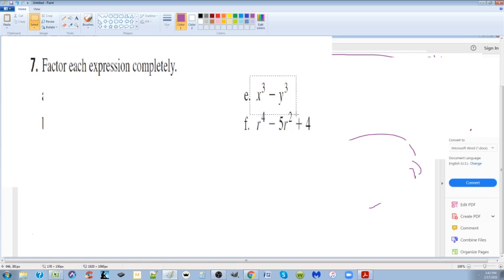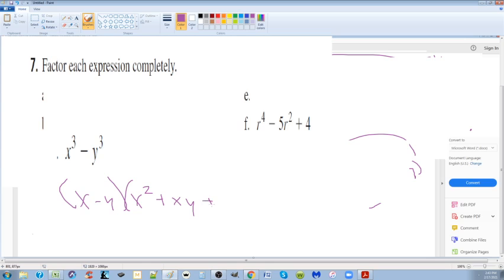Oh, you better remember your difference of cubes too. Difference of cubes, you can Google it. It says that we're going to come out with x minus y times x squared plus xy plus y squared. And if in doubt, expand it. See if you get back to that.